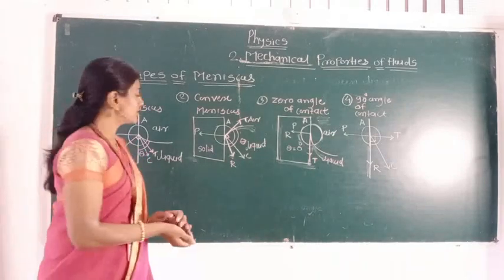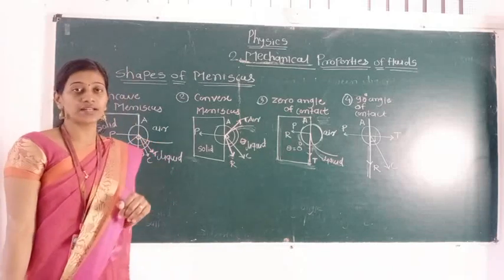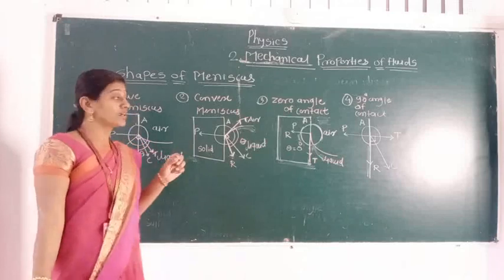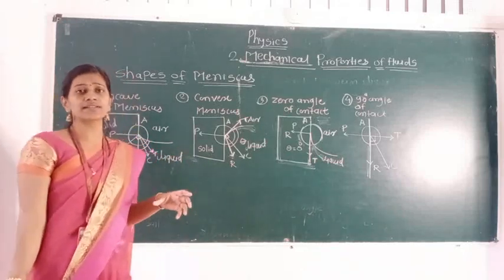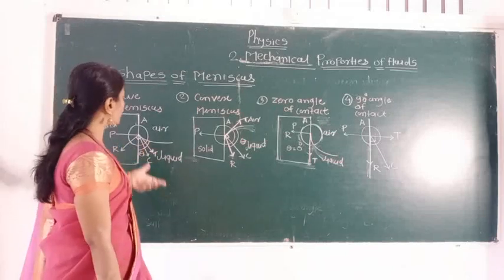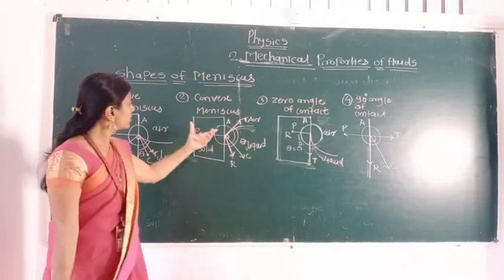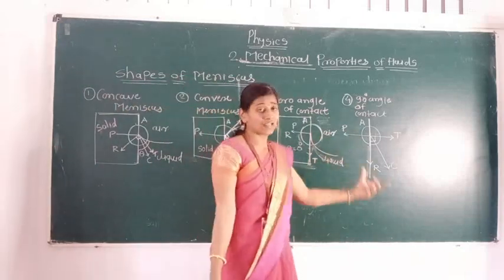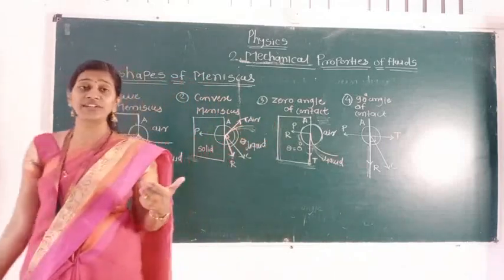Just now we discussed the definition of angle of contact and the characteristics of that angle of contact. Now in this lecture we have to learn a new point, the shapes of meniscus. We understand how the meniscus is going to form. In that, 4 shapes are there. Concave meniscus, okay. Second is convex meniscus. Third one is 0 angle of contact, and the last one is 90-degree angle of contact.